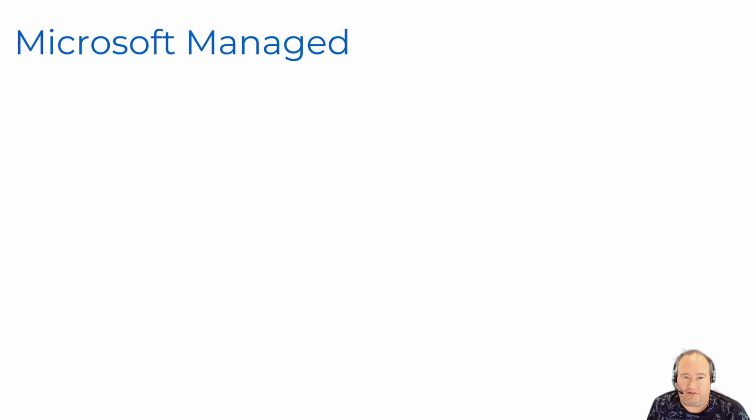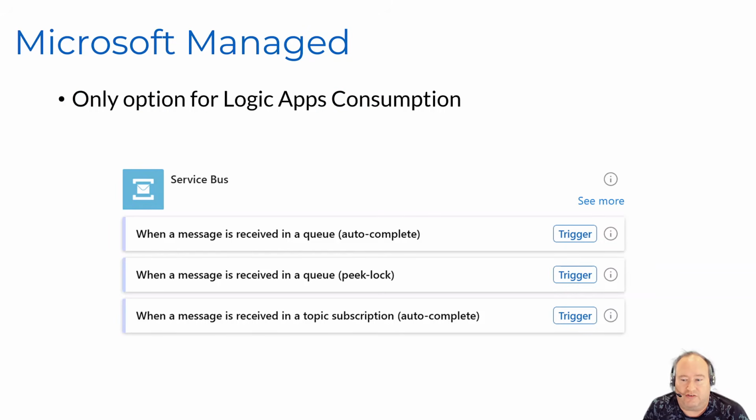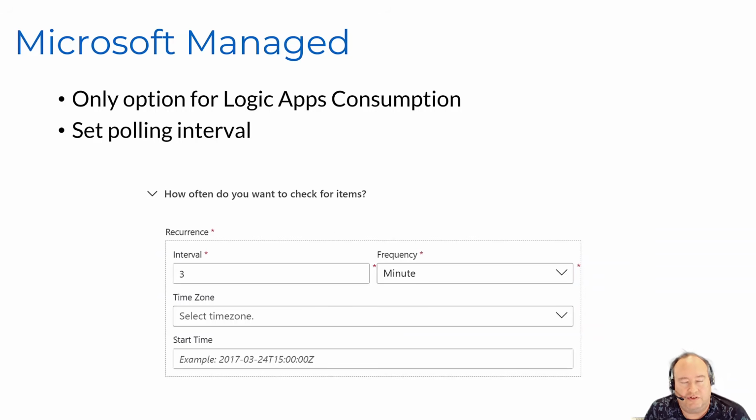Now, when using the Microsoft Managed connector, it's going to look a little bit different. You will see that there's no in-app tag to identify this as an in-app connector. This means that this is the Microsoft Managed connector. As I mentioned, this is your only option if you're using Logic App Consumption. Once you select this connector, and if you're using it as a trigger, you have to define a polling interval. This could be anywhere from minutes to seconds, or even days or weeks, depending on your use case.